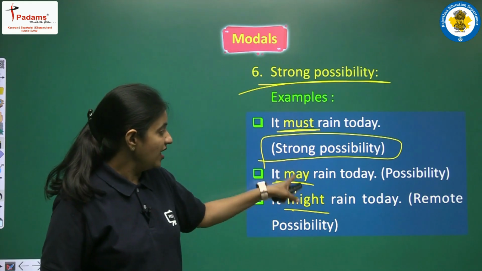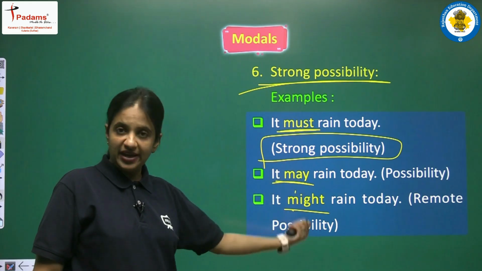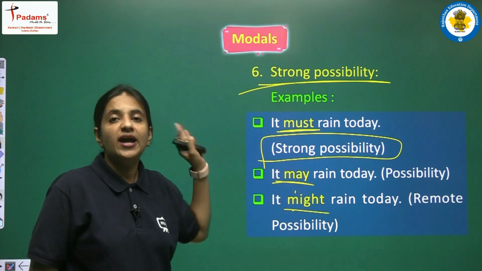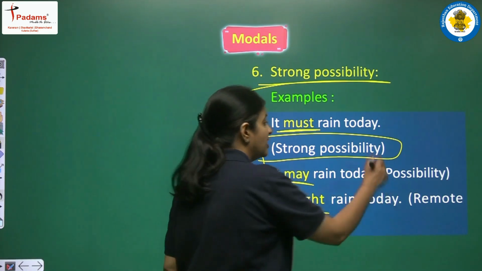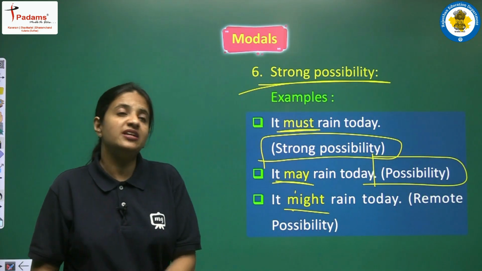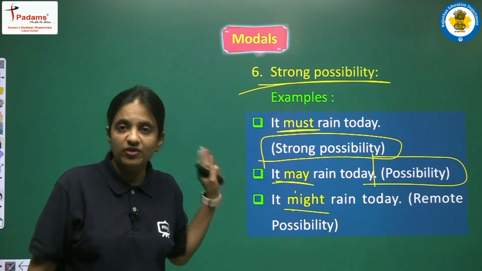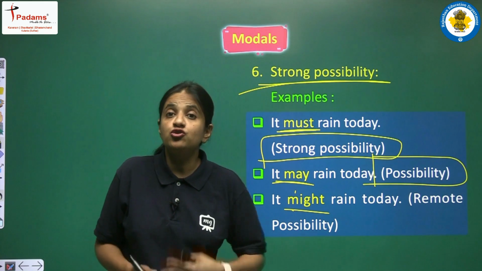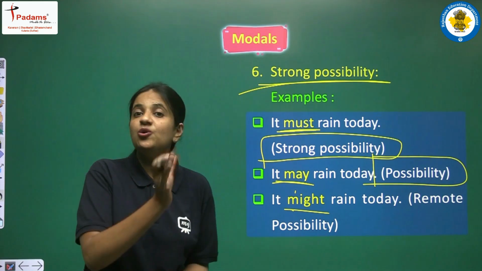Same sentence we are having here, but now we are having may in the sentence. The sentence is, it may rain today. So when we are having may, it means we are showing possibility, but not as strong a possibility comparatively to must. So we can say that with the help of must we can show strong possibility comparatively to may.